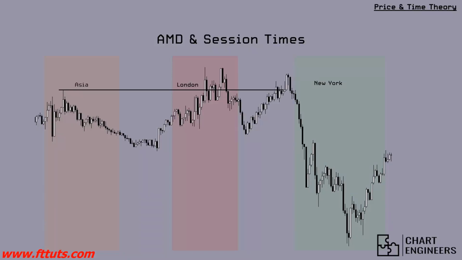Also, we see that the high of the day was made during London session, and the low of the day was made during the New York session. So this is a clean example of how AMD would work with the session times. So now that we've got an understanding of AMD and session times and how they work together, we can now move on to how you can backtest and spot AMD.